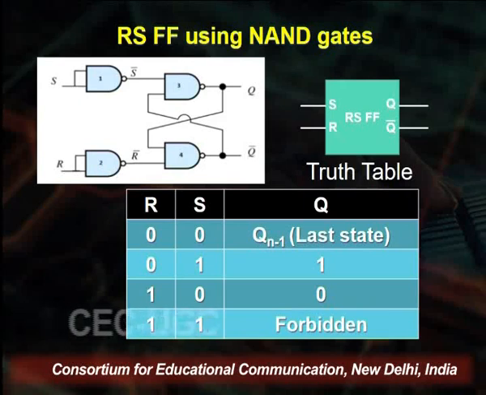Now the problem is that with two inputs, we are not allowed to use one particular combination. In this case, S equal to R equal to 1. This reduces the data carrying capacity of our flip-flop, and hence more efforts were made to redesign this SR flip-flop so that even the combination S equal to 1 equal to R was allowed. That we will see over the next couple of slides.